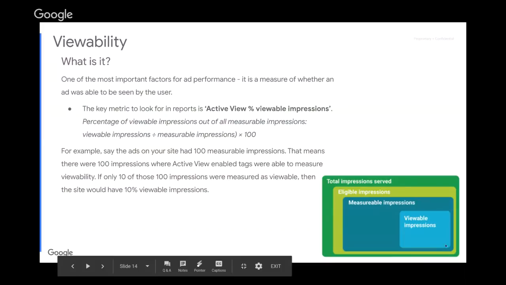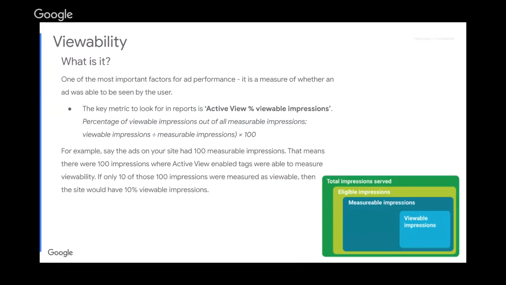It's always helpful to look at graphics such as this one when trying to help understand how viewability works. Out of all of the total impressions served, you have eligible impressions, then measurable impressions, and then a small subset of that will be your viewable impressions.